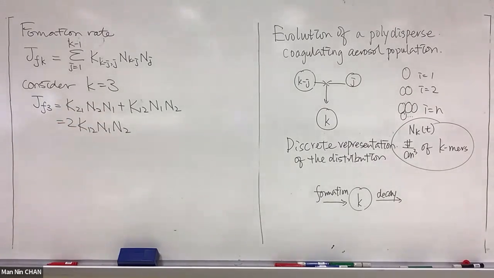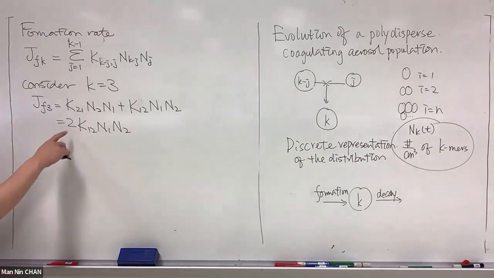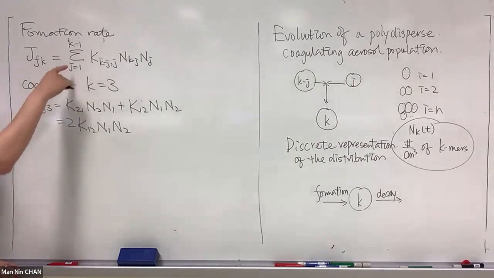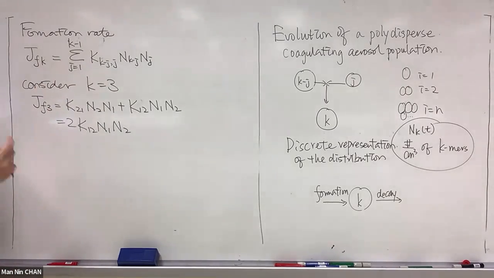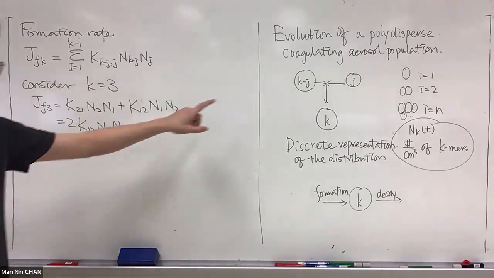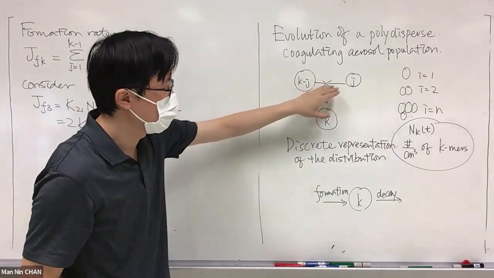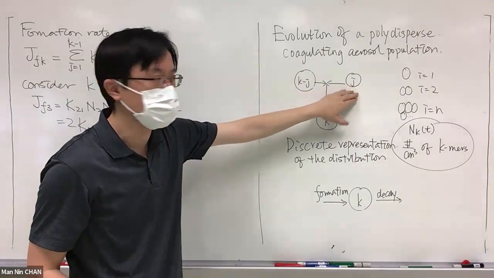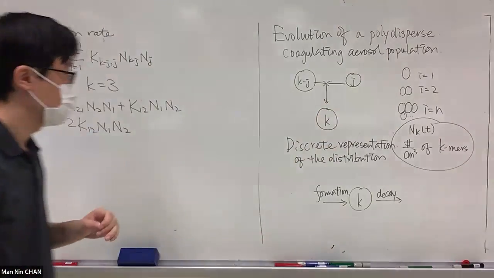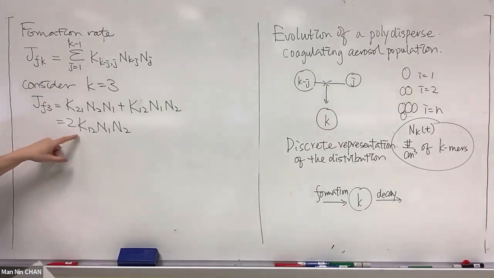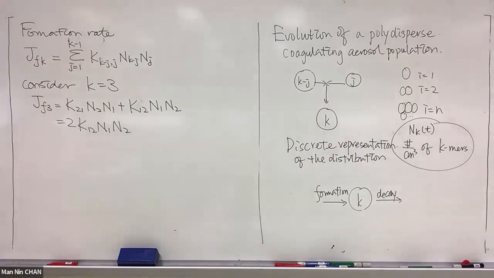But now if you think about this, if you put a 2 here using this expression, you kind of double count the calculation. Because this just happens one time. A dimer collides with a monomer and then gives you a trimer, so only one event happens. But if you use this expression, you will count twice. The collision will count twice.